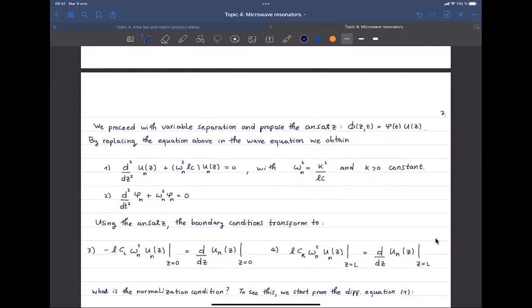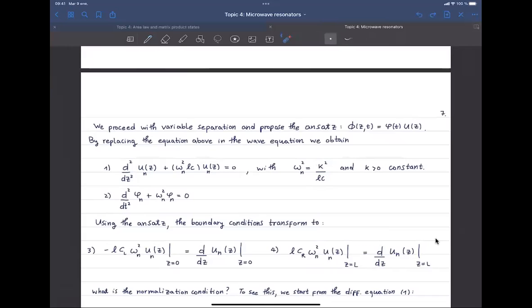So of course, instead of 1 over LC, you may put B squared. And then instead of this term, you may write it in this way, so that it is clear that this constant K should be some wave vector. Okay. So let me go back this way.